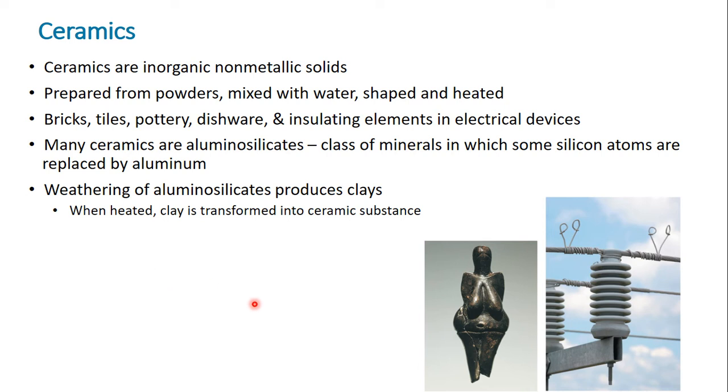You make these with powders, mix it with water, shape it, heat it, and you can get a variety of different goods from this. Bricks, tiles, pottery, dishware, insulating elements, etc. Now, many of these ceramics are aluminosilicates. That's minerals where silicon atoms are replaced by aluminum. We talked about silicates in our last video, so just imagine that every once in a while that silicon is replaced with an aluminum atom. Weathering these aluminosilicates is how we get clay. And if you ever use clay, you can heat it and make it into a ceramic.